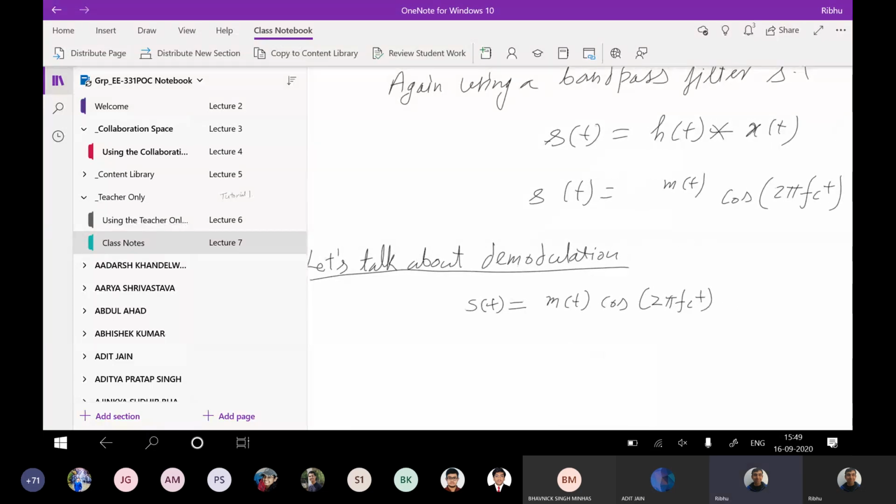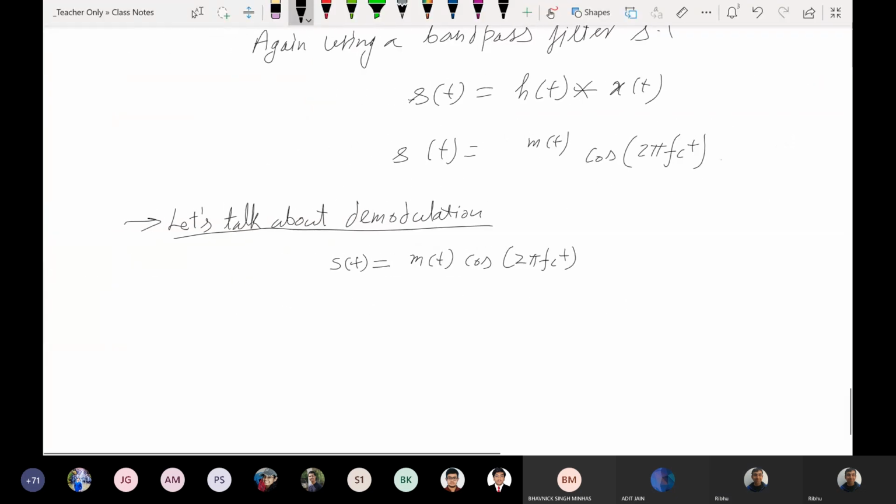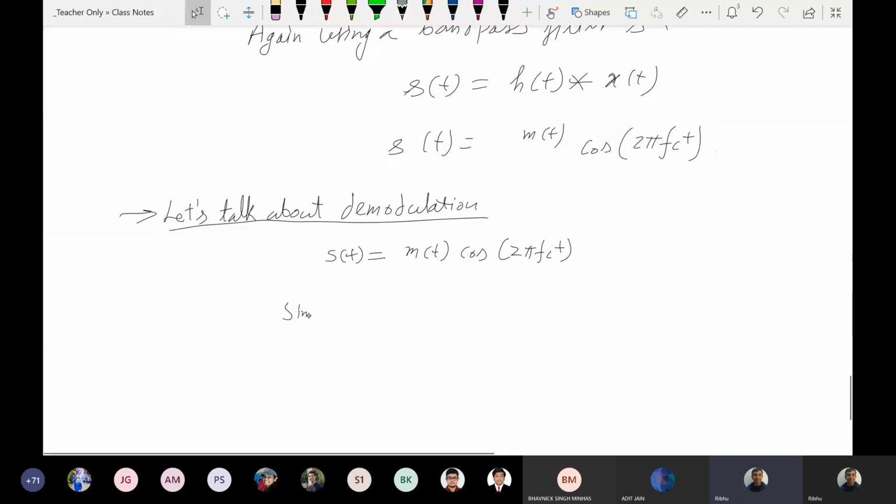You can see the board now, right? Oh, it's stuck. Yeah, it's there now. So st is this. Now, let's say we know how to implement a multiplier, since we know how to implement.